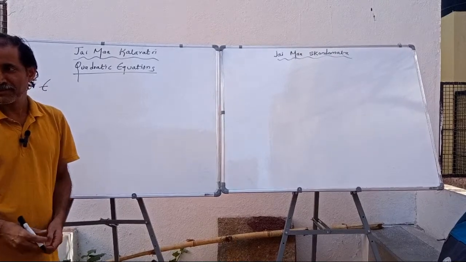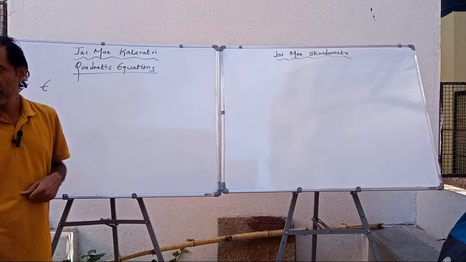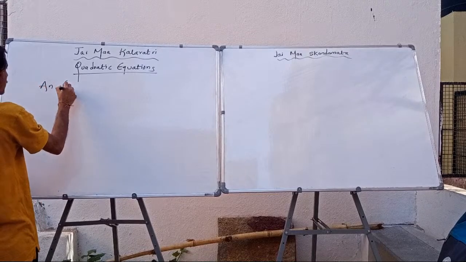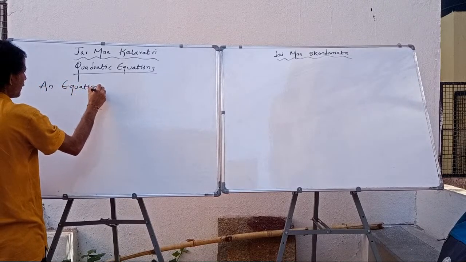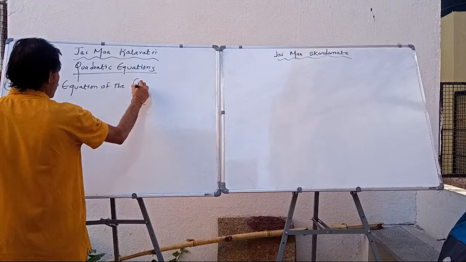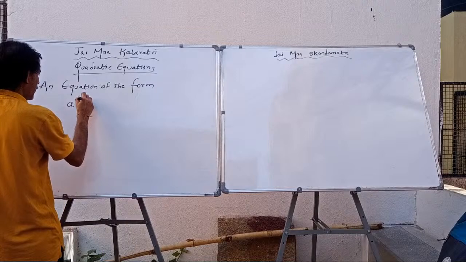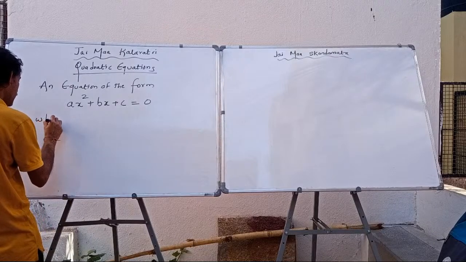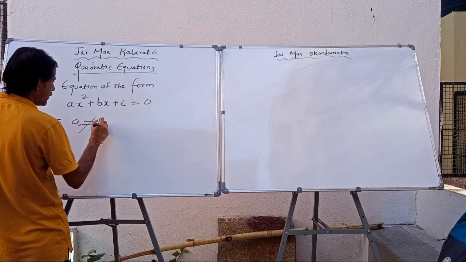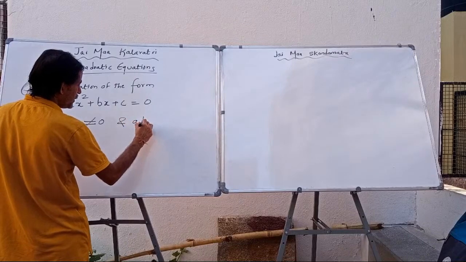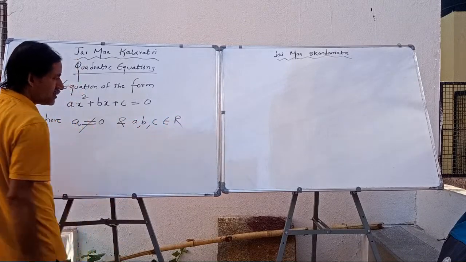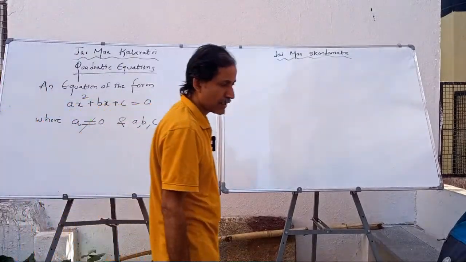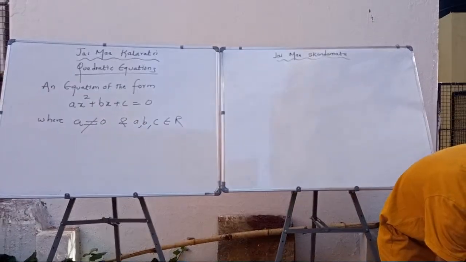Formula book. So, an equation of the form ax square plus bx plus c is equal to 0, where a is not equal to 0 and a, b, c belong to the set of real numbers. Okay, so this is the definition of a quadratic equation.